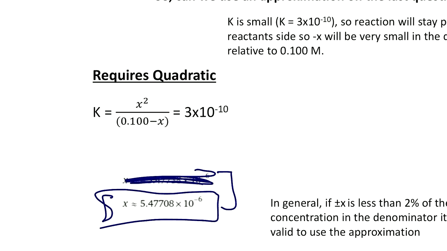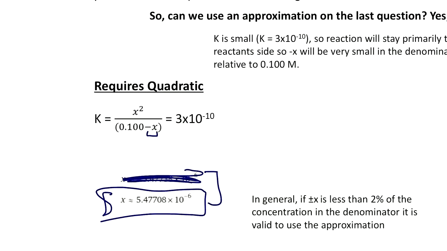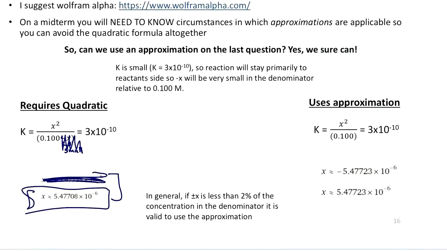So remember the approximation that we're going to make. We're going to say this is really small, so we can ignore it. If it's so small, we're not really going to change the magnitude of the denominator at all. So we can simplify it to this. This is the approximation, where it's just x squared over that initial concentration equals K. And so simply, if we just multiply by 0.1 and take the square root, that's x.